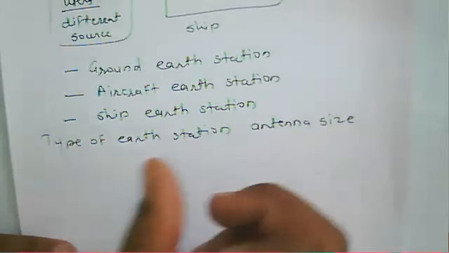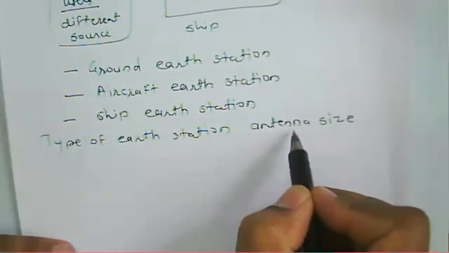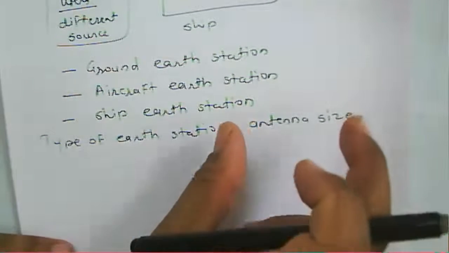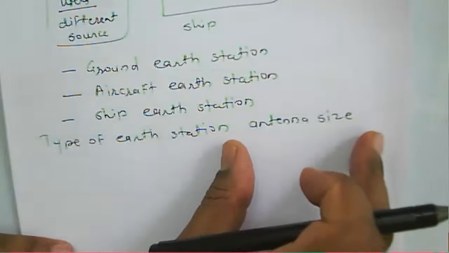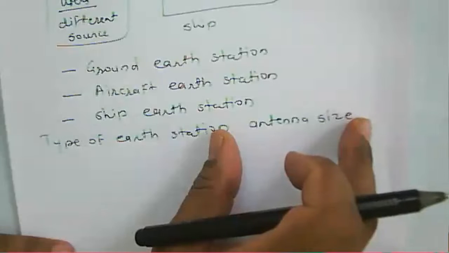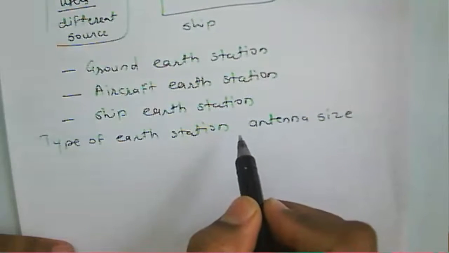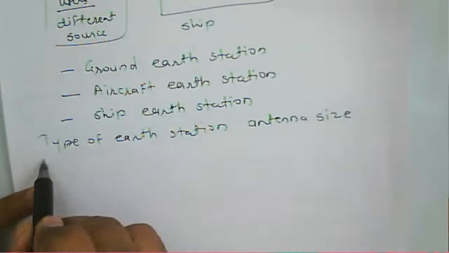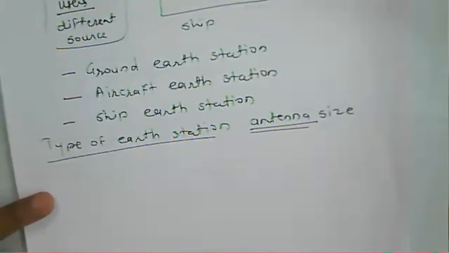So we can say that an earth station can be large or small. That is the size of an earth station's antenna, whether it is small or large, or whether the antenna is fixed or mobile. So that's why we can say that the type of earth station basically depends upon the antenna there.